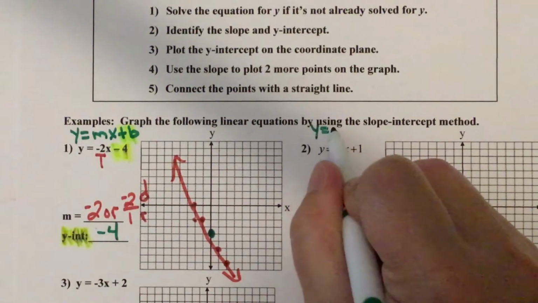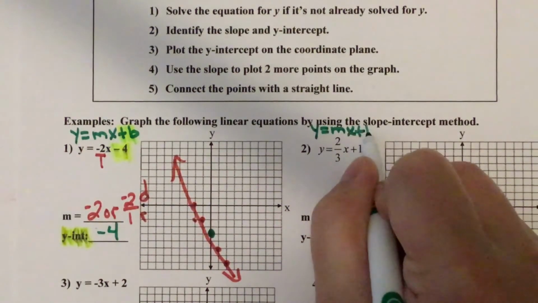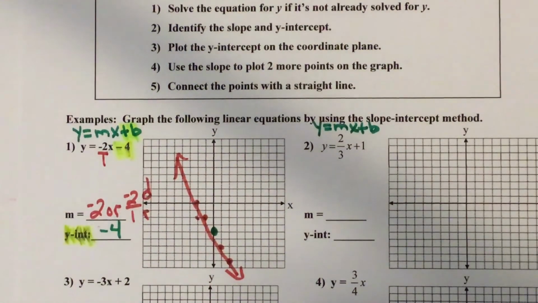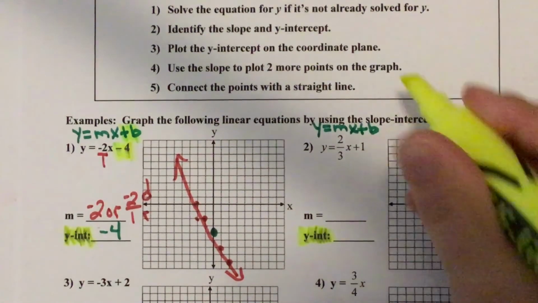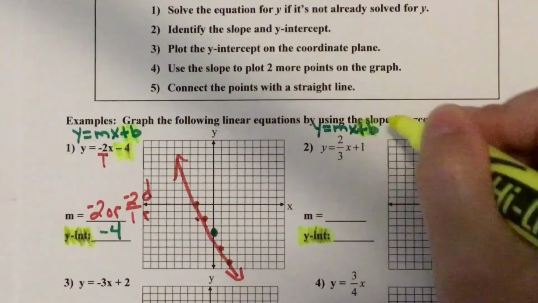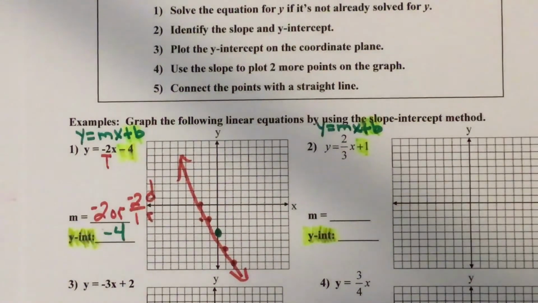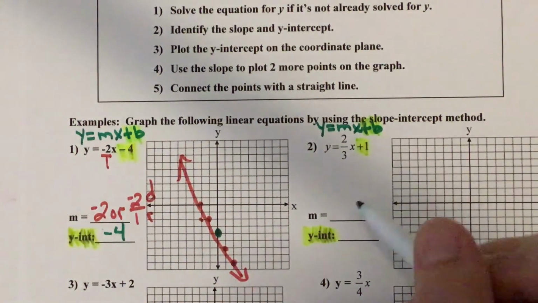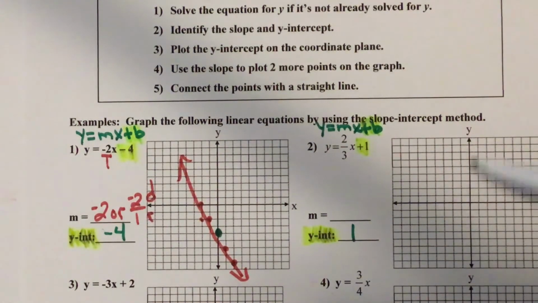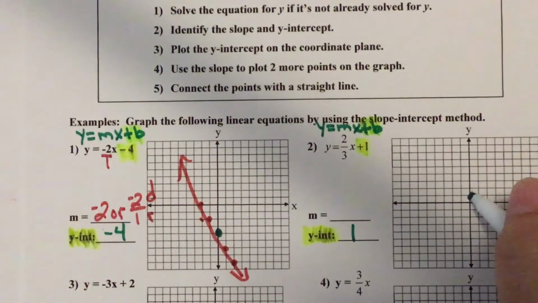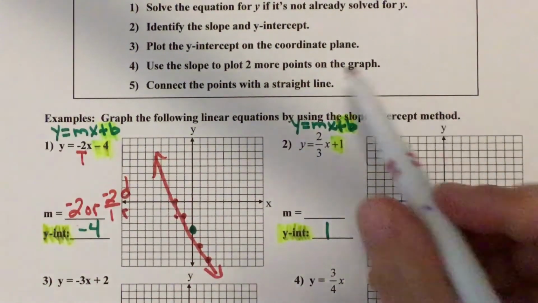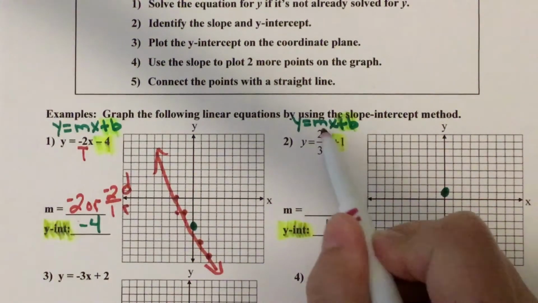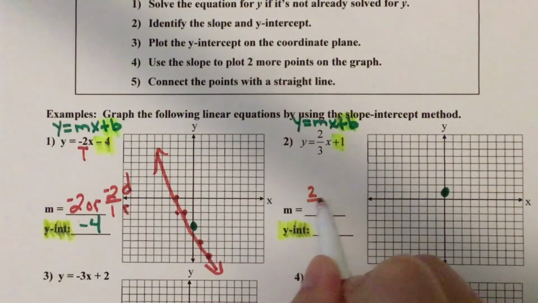Our equation, sure enough, looks like it's in the form y equals mx plus b. So first thing we always plot is the y-intercept. And the y-intercept's the b, the number behind the x. So our y-intercept is a positive 1. So I'm going to go to 1 on the y-axis. And now I'm going to take care of slope. And slope is the m, the number smushed with the x, so slope is 2/3.